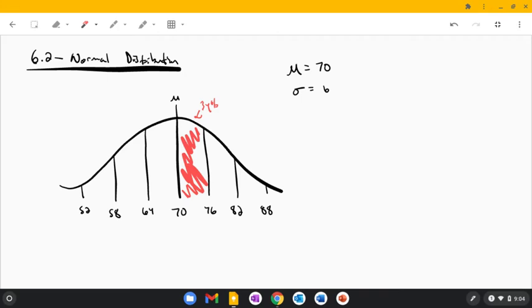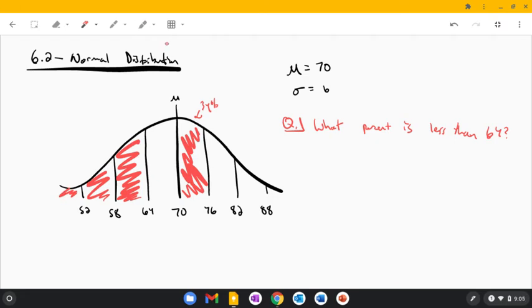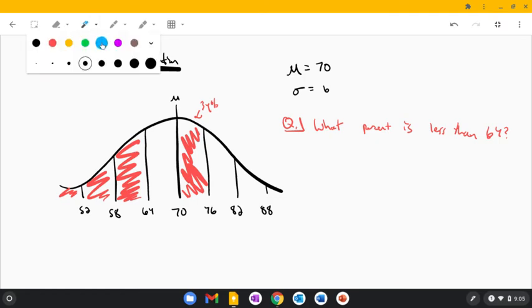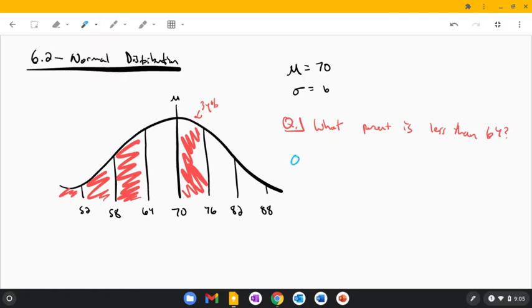And so all the questions were something like, what percent is, let's say, less than 64. So then what we would do is we'd take the area of this section, take the area of this section, take the area of this section, and we would add those together, and that would tell us how much is less than 64. Okay, now today, the thing that we're going to change about this is, what if the question was instead, what percent is less than, let's say, 63?